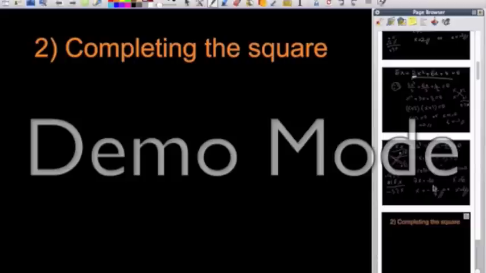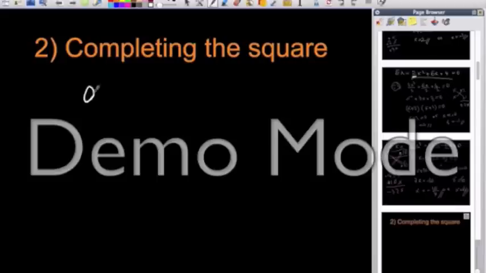Okay, let's move on to the next way of solving quadratic equations. So the next way is by completing the square. First, let's discuss the steps of solving a completing the square equation.